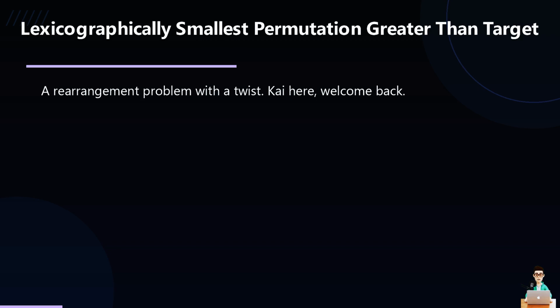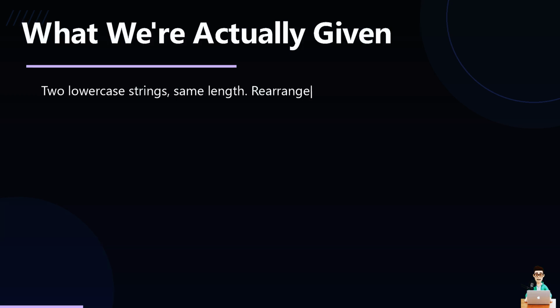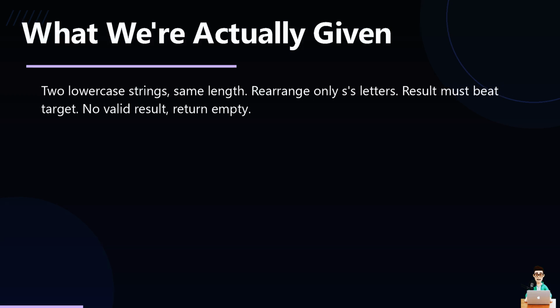Let's get into it. Think of it like a bike combination lock. You've got a fixed set of digit wheels you can spin into any order, and you're trying to beat a specific combo someone else set. Here, our wheels are the letters in S, and the combo to beat is target, both lowercase, same length. We rearrange S any way we like, and target never moves. We need the smallest rearrangement of S that's strictly bigger than target. If nothing we can build beats it, we return an empty string.